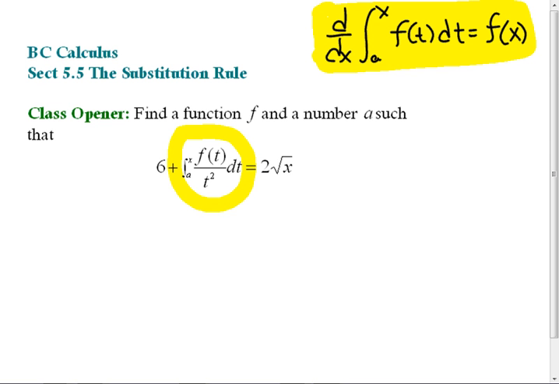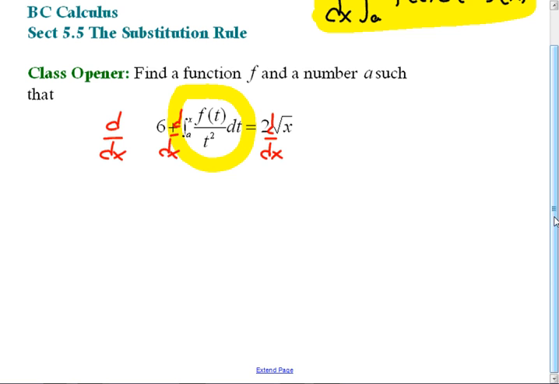Well, I'm telling you, you're going to have to use this. So what does that tell you you should do to this equation? Take the derivative of it. Why not? So let's take the derivative of both sides. Well, let's do it and find out. Okay. What's the derivative of 6? Nothing.